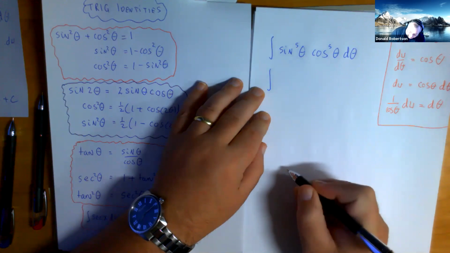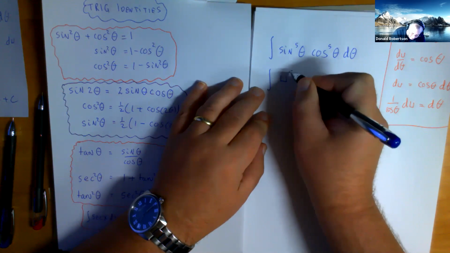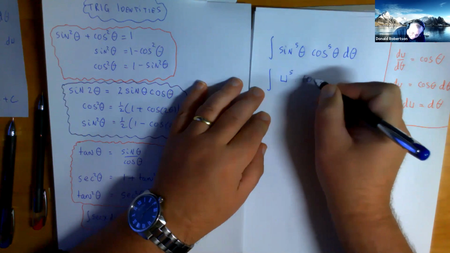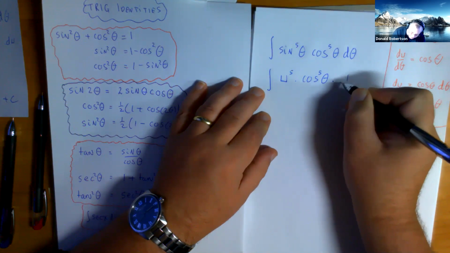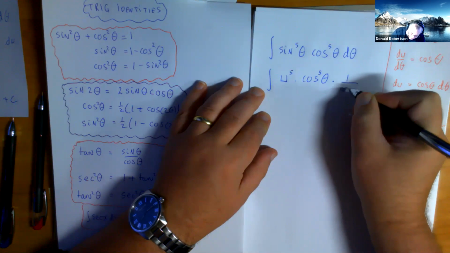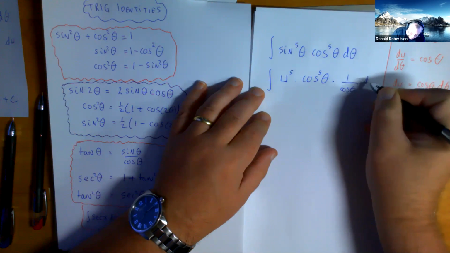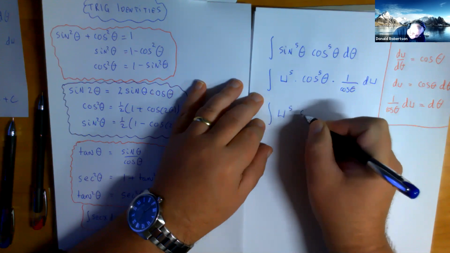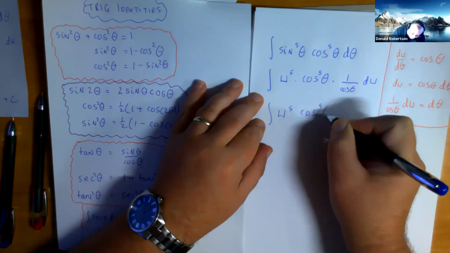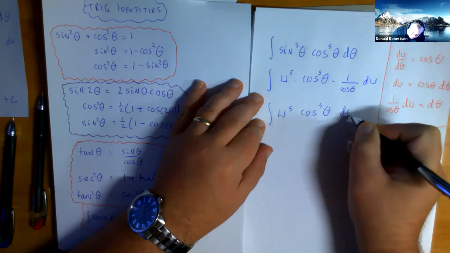Well, we have an integral of u to the 5, cosine powers, a 1 over cosine du. And after a very minor tidying up, I'm left with that.